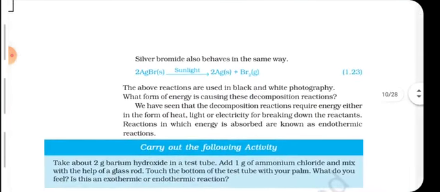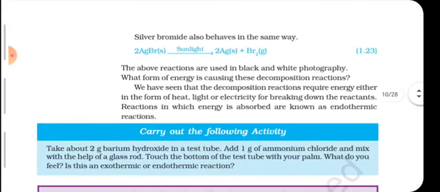In the same way, there is a similar equation given over here, that is 2AgBr, silver bromide, in the presence of sunlight will give you 2Ag plus Br2. In ancient times, this reaction was used in black and white photography.